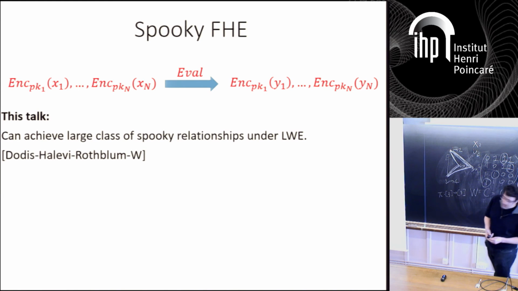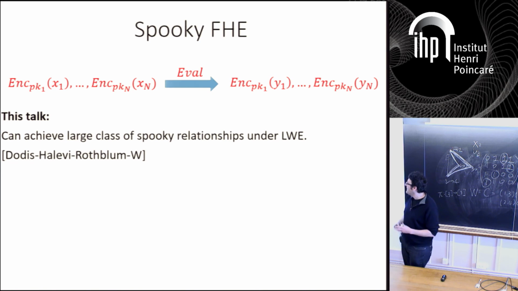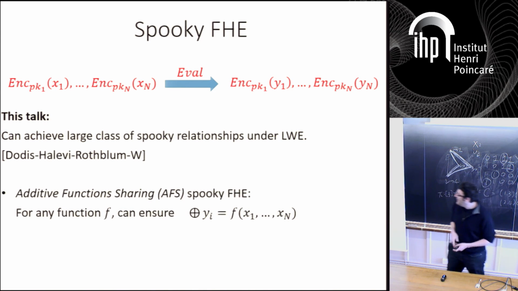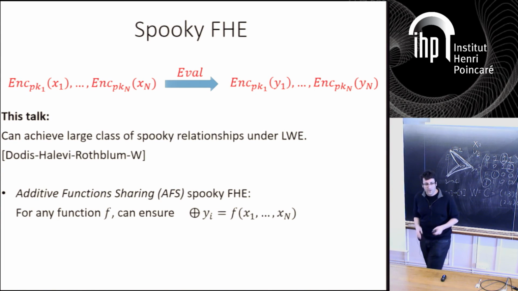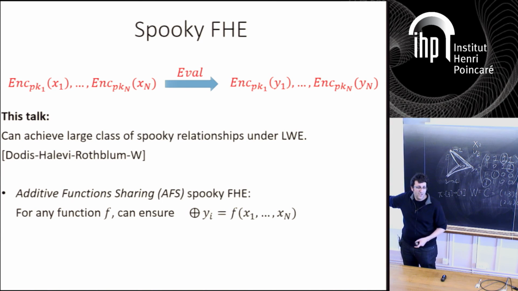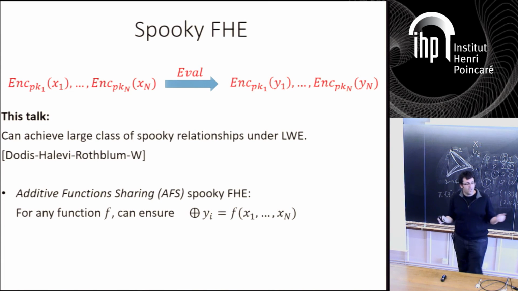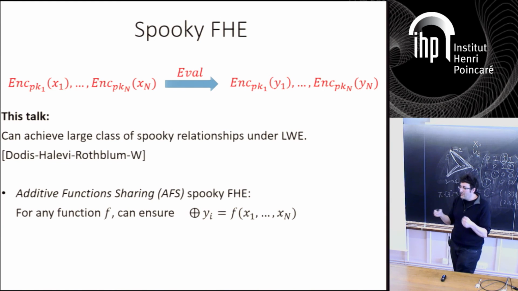In this talk, I'll show you that yes, there are fully homomorphic encryption schemes, under the learning with errors assumption, that can achieve a large class of these types of spooky relationships. In fact, something called additive function sharing, or AFS spooky. So for any function f, you can ensure that y1 up to yn are just an additive secret sharing of f of x1 through xn. In particular, that gives you the thing you saw on the last slide, where y1 XOR y2 is the AND of x1 and x2.